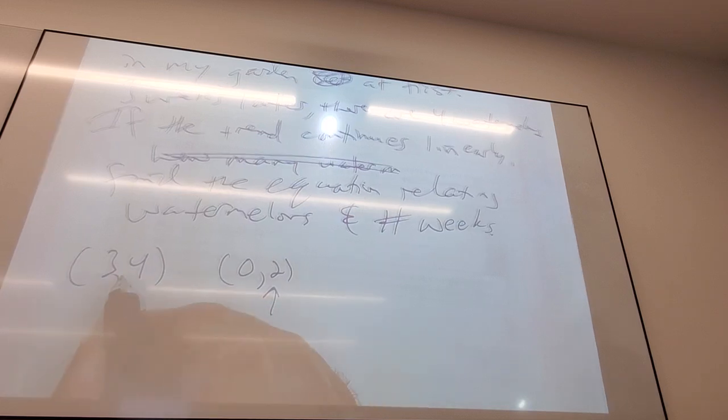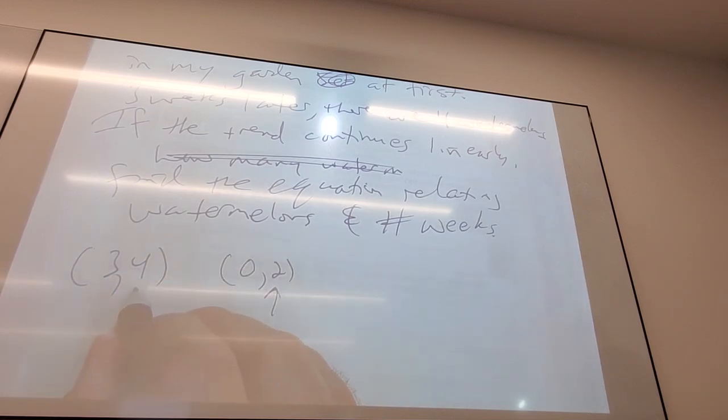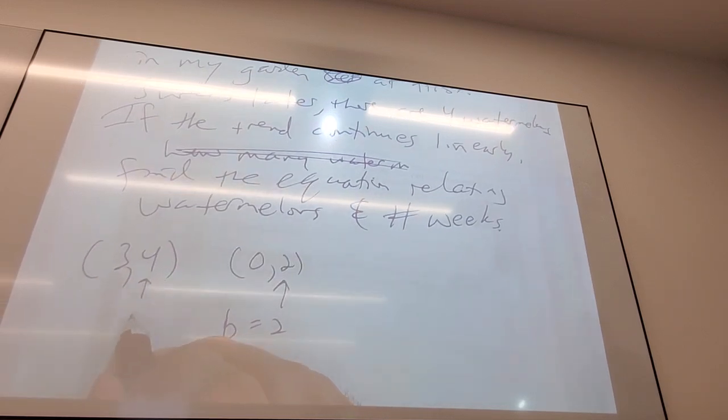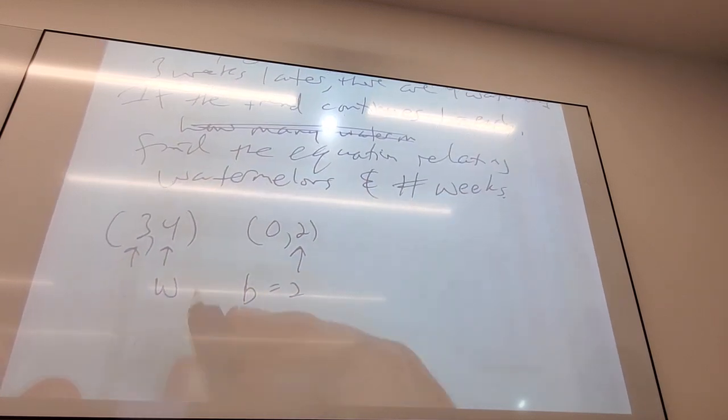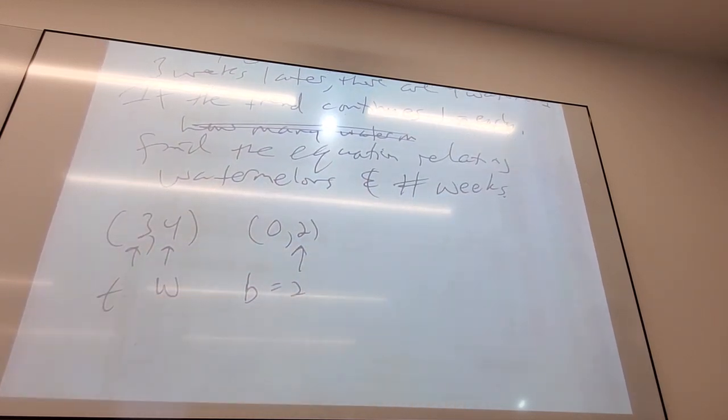In fact, let's do this. What do you guys think? What letter should I use for this coordinate? Because what's it represent? Yeah, watermelons. And then what should I use for this? Not W for weeks, because I already had W for watermelon. So we'll use T for time. How's that? So let's see if we can do this.